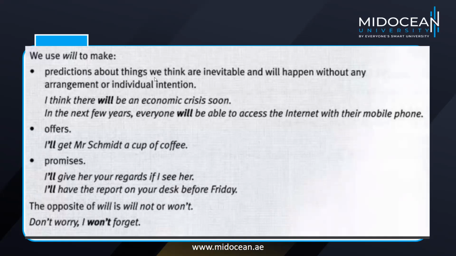Next, the uses. Predictions about things we think are inevitable and will happen without any arrangements. I think there will be an economic crisis soon. Offers: I'll get Mr. Scammets a cup of coffee. I'll give you a cup of coffee. Promises: I'll give her your regards if I see her. I'll have the report on your desk before Friday. The negative of will is will not. Don't worry, I won't forget. I won't forget, like I will not forget.